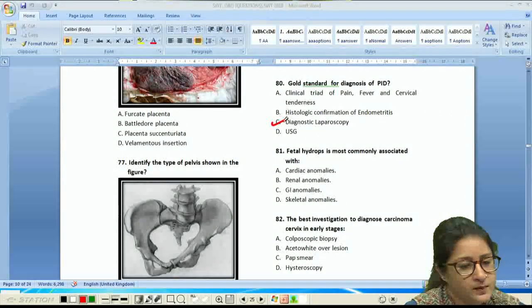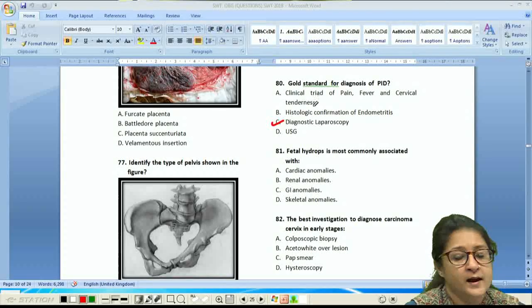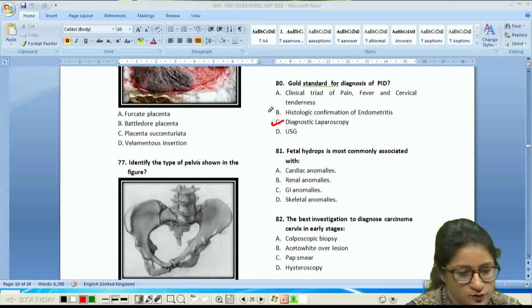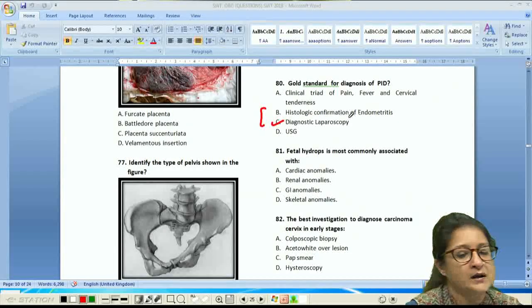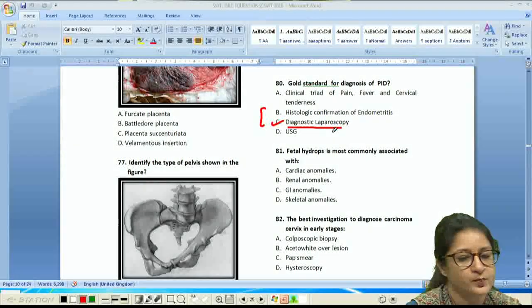ultrasound, even option A and option D are symptoms and diagnostic findings of PID can be seen on ultrasound as well. Between histological confirmation of endometritis versus diagnostic laparoscopy, both are the definitive criteria, but if you have to choose one, we will go for diagnostic laparoscopy.